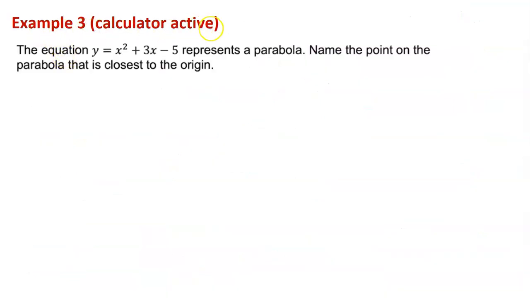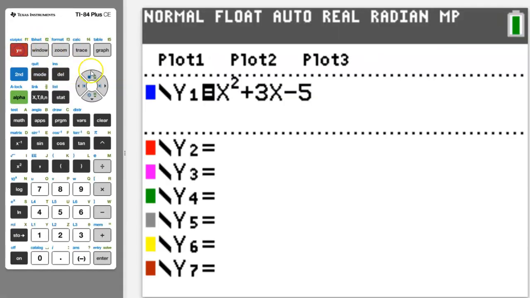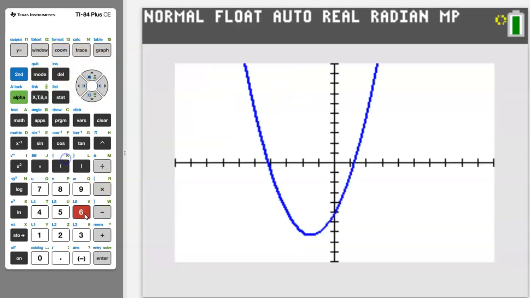Example 3 is calculator active. The equation y equals x squared plus 3x minus 5 represents a parabola. Name the point on the parabola that is closest to the origin. Let's start by graphing this parabola to see what we've got. So go to y equals, type it in, and hit zoom 6.